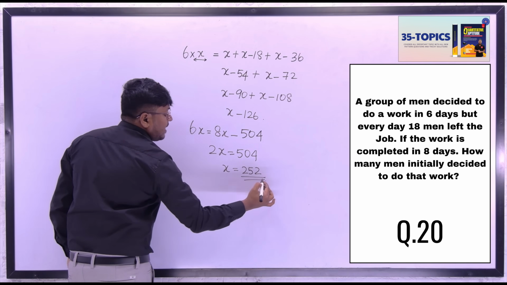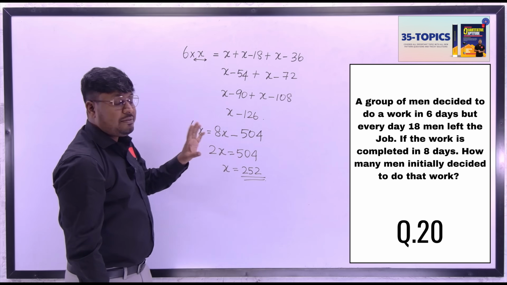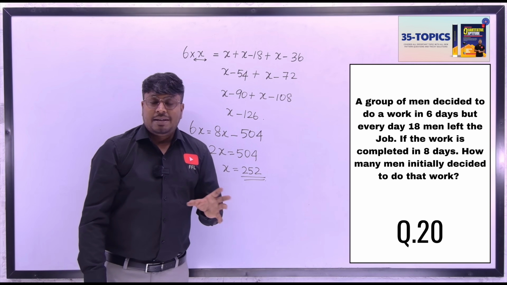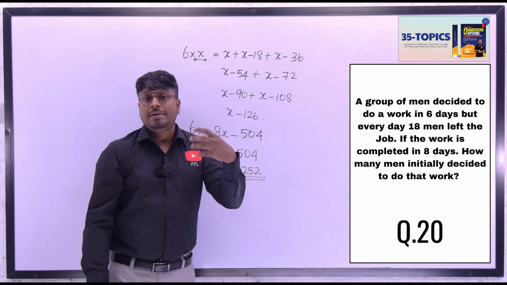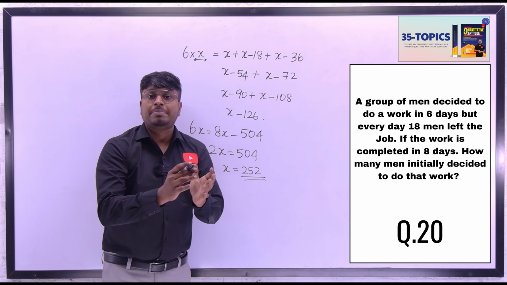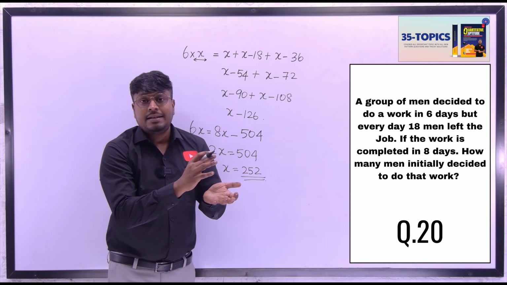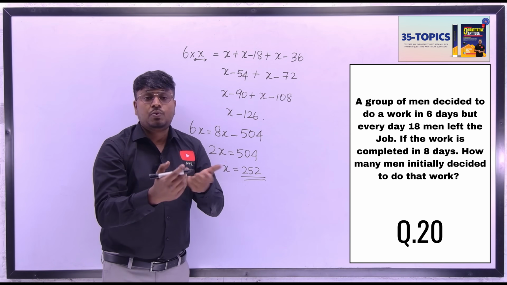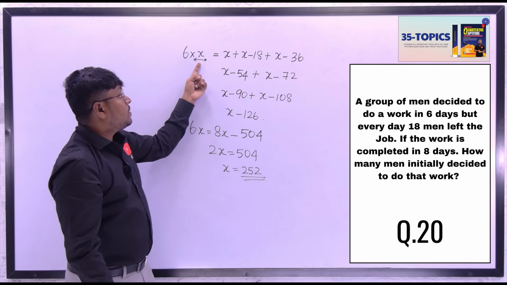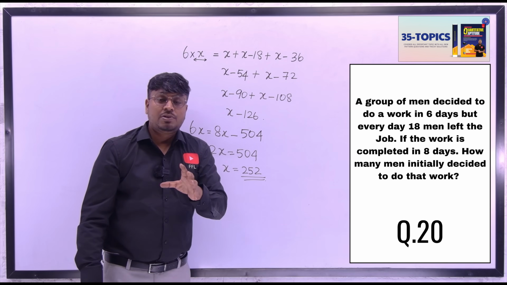So the final answer will be 252. Initially 252 men will be appointed, right? But after appointing 252 people, every day 18 people leave the job, so the total work will be completed in 8 days, not completed in 6 days, because some people are leaving the work. So some days will be extended. So 2 days are extended because of 18 people leaving the job daily.